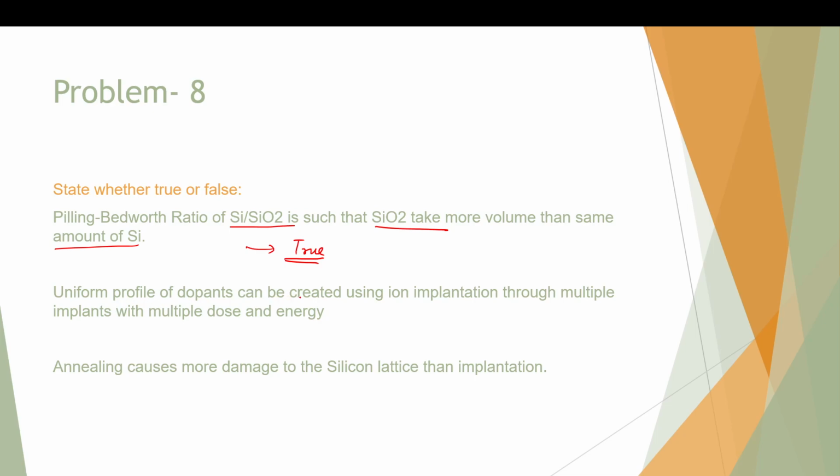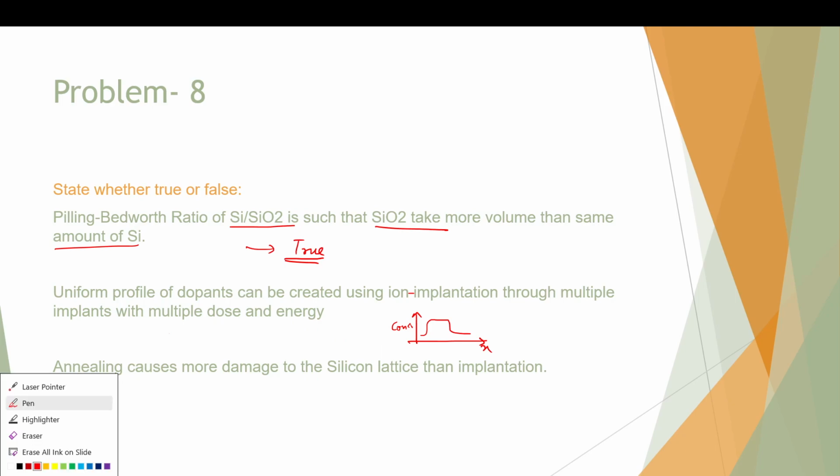A uniform profile of dopants can be created using ion implantation, though through multiple implants with multiple doses and energies. If I want the dopant profile to be something like this as a function of thickness, so it's quite a uniform profile, this we can achieve using ion implantation through multiple implants with multiple doses and energies.